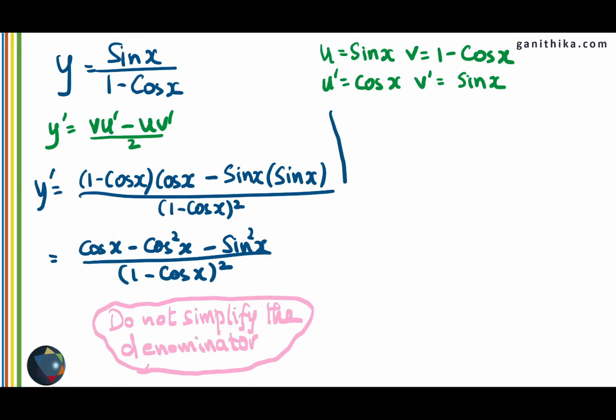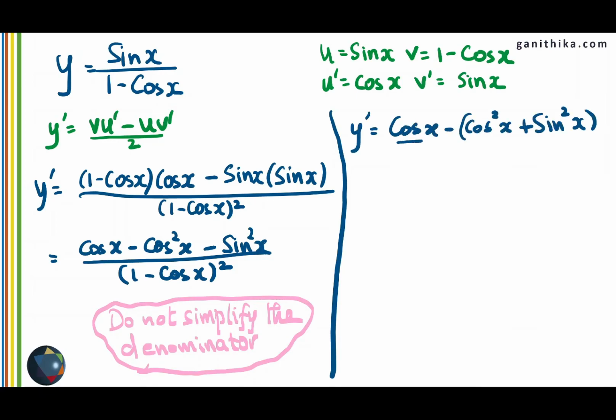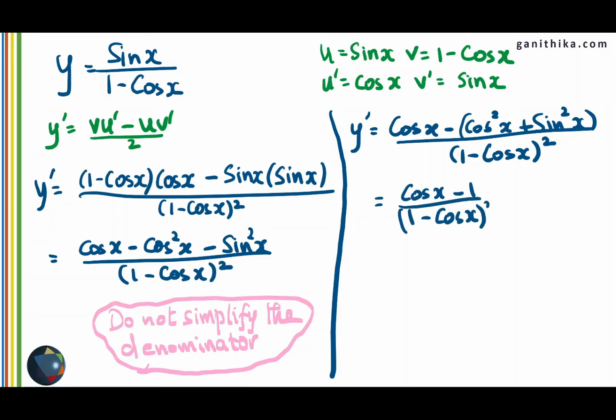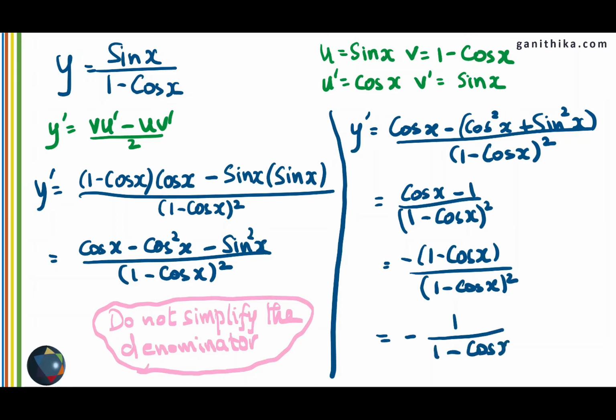You can see that in the numerator you have cos x minus cos square x minus sin square x, which can be written like this. So we can take the minus out and write it as cos square plus sin square, which becomes 1. We can rewrite this as minus of 1 minus cos x in the numerator divided by 1 minus cos x the whole square, so that we can cancel, and the final answer would be negative 1 over 1 minus cos x as the derivative of sin x over 1 minus cos x.